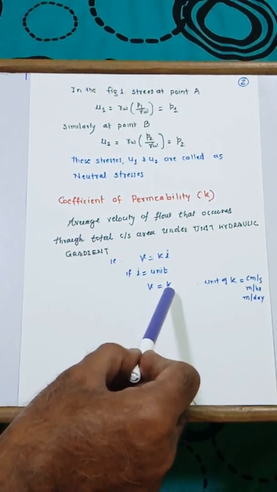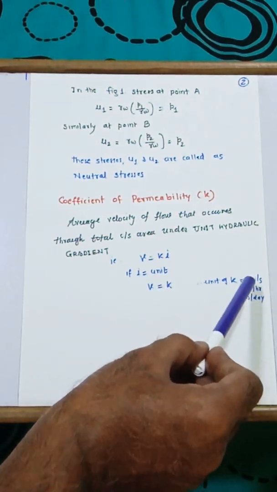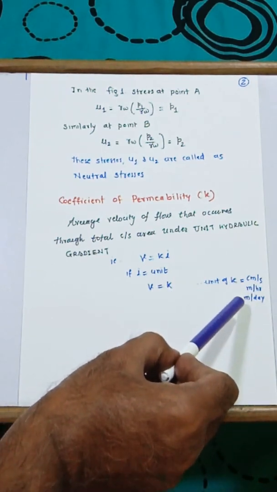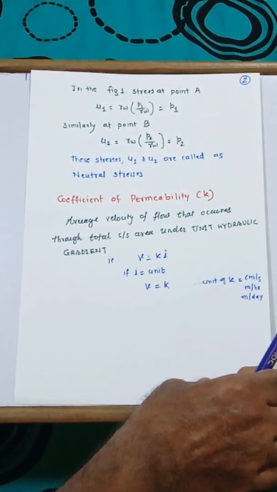Now you'll find that the unit of k is similar to the unit of v. Therefore it can be centimeter per second, meter per hour, meter per day, or sometimes, for an impervious soil, meter per year also. So this is the basic idea about the k value.